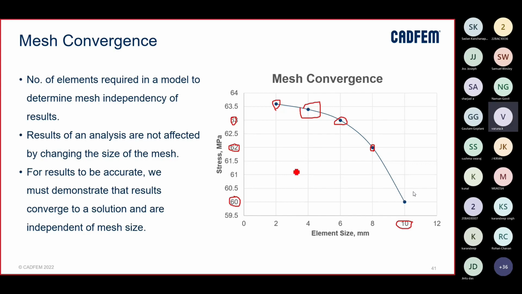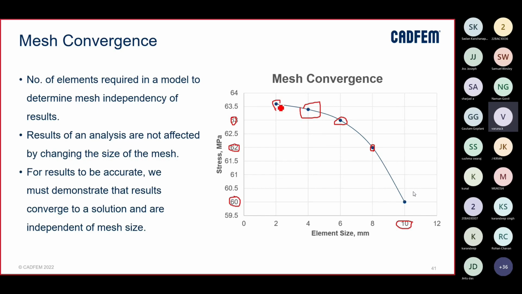But when you keep on changing the element size, the result will become constant. This we call a mesh independent solution. Whenever we are doing any analysis, we have to establish a mesh independent solution. Mesh independent is nothing but whatever element size you change, the result should not vary. That element size you need to achieve, we call the optimum size.